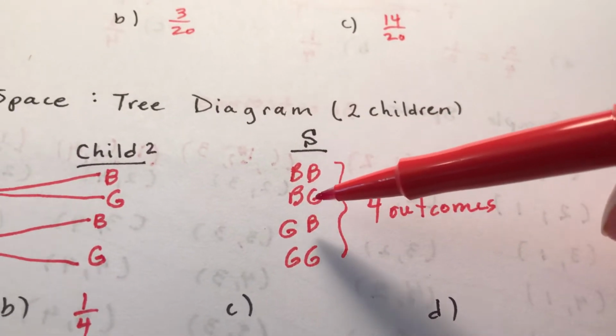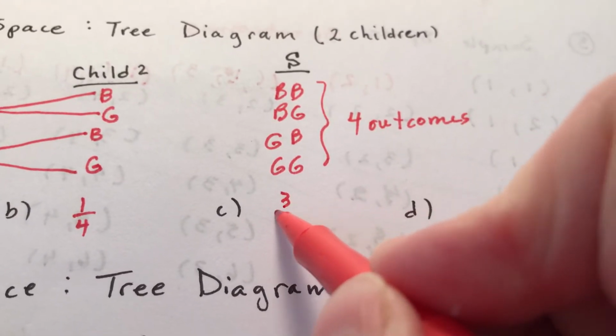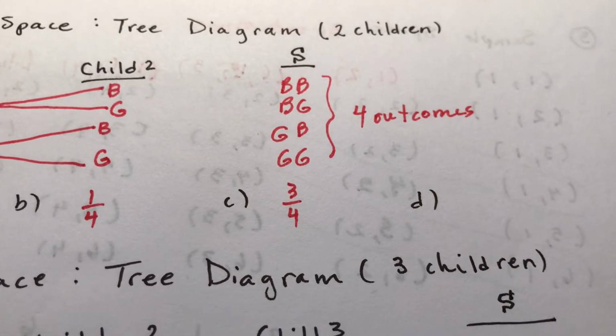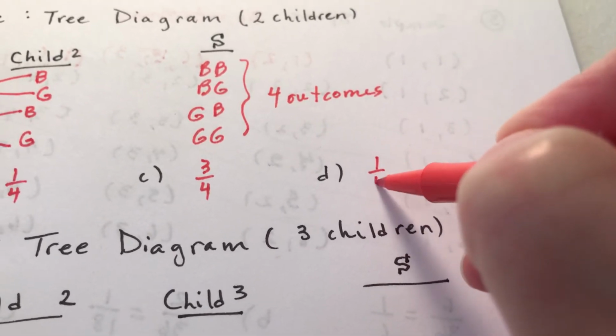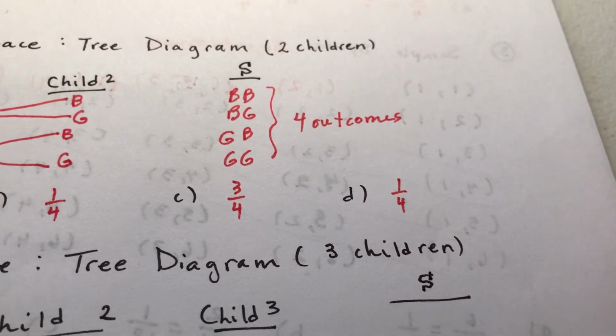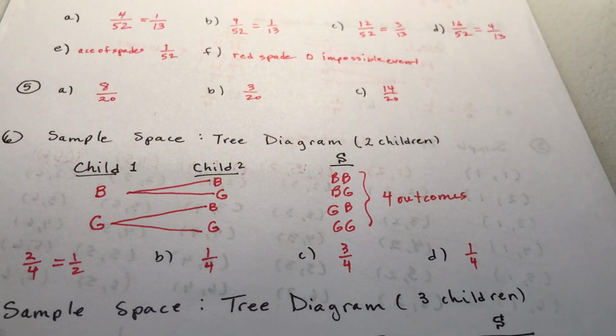I'm just getting lazy. C, at least 1 girl. All right, at least 1 girl would be these 3. So that's going to be 3 over 4, 75% chance. And then D, getting 2 boys. And 2 boys, 1 out of 4. All right, I'll come back and see what happens if there are 3 children, what that sample space looks like.